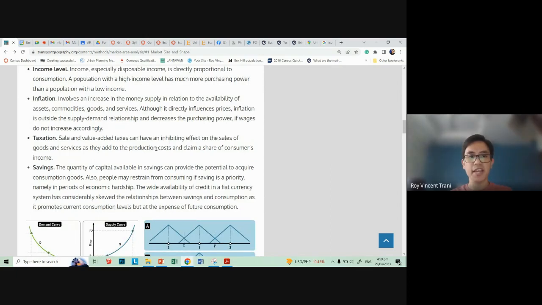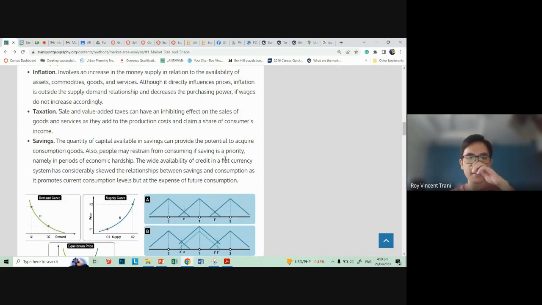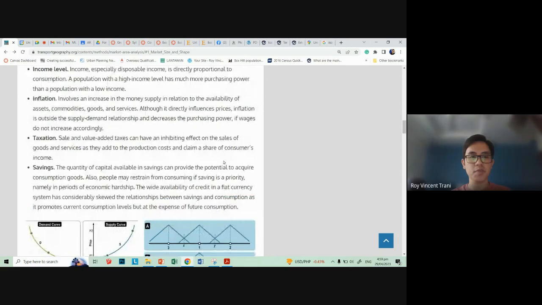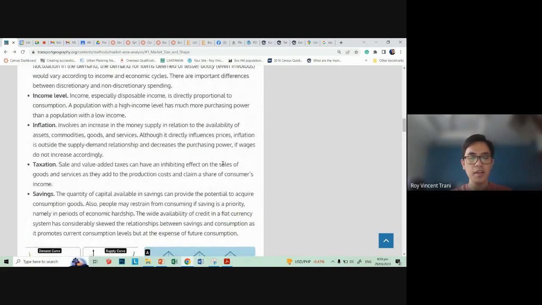Taxation: sales and value-added taxes can have an inhibiting effect on the sales of goods and services as they add to production costs and claim a share of the customer's income. So it's higher prices for items, higher production costs.